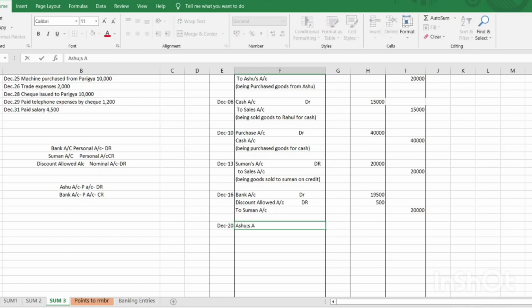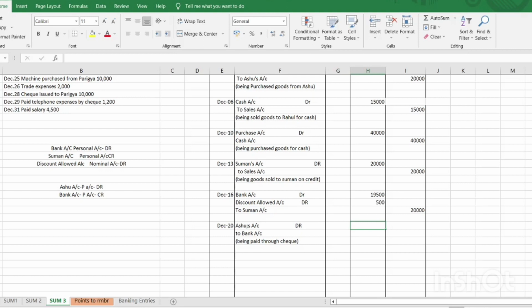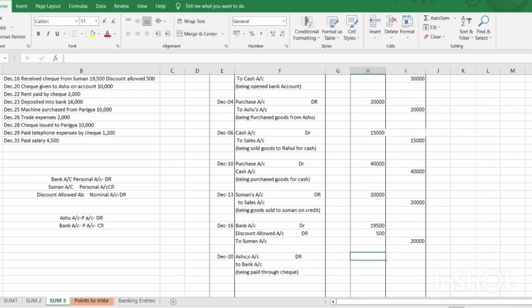Ashu's account debit to bank account, being paid through check. If we had paid in cash, then it would be to cash account. Amount of rupees 10,000. We presented her a check of amount of rupees 10,000.